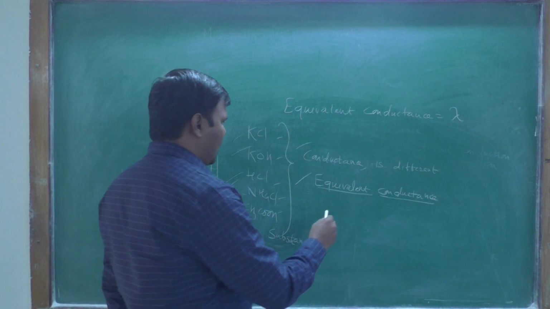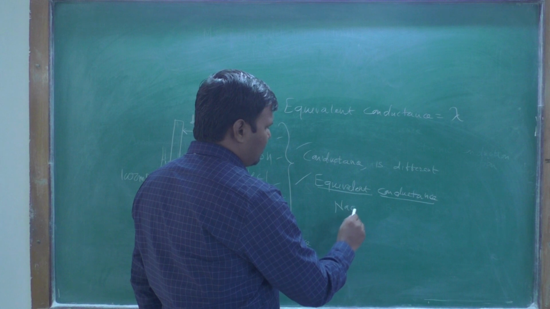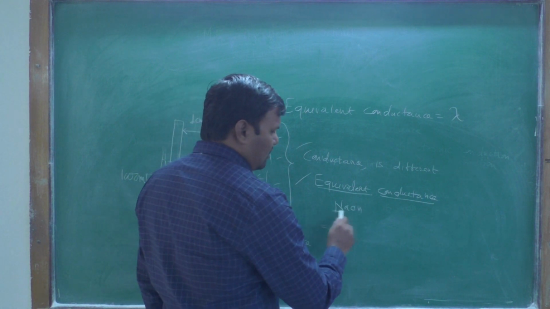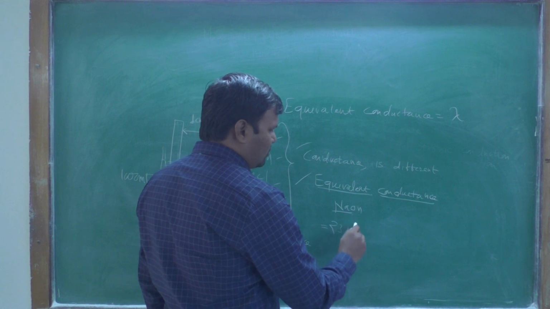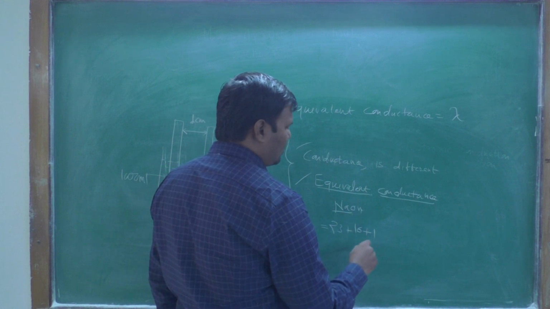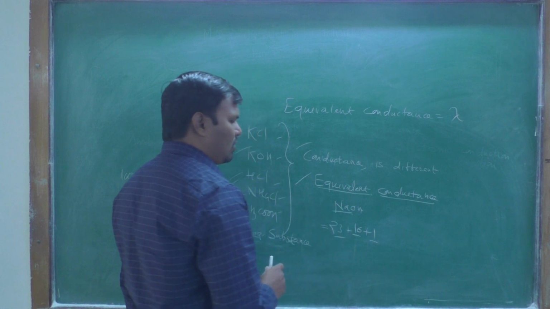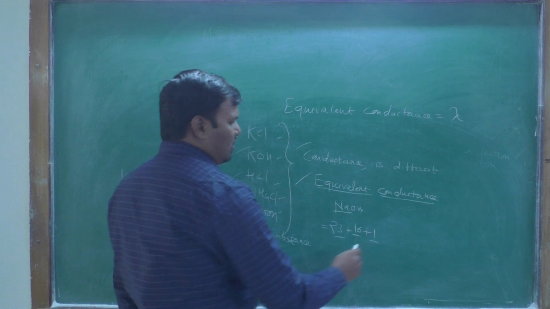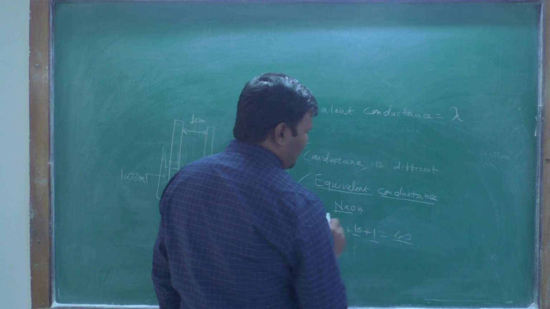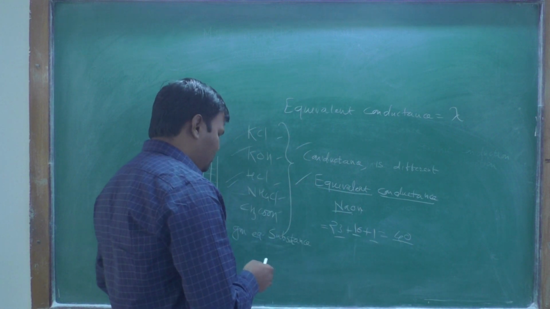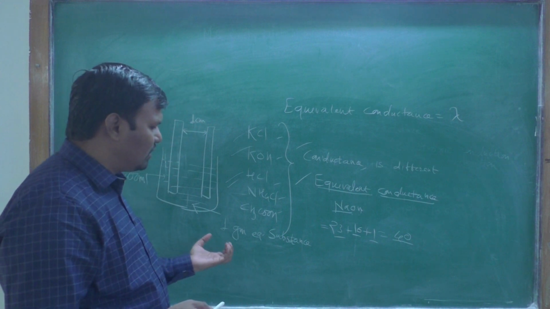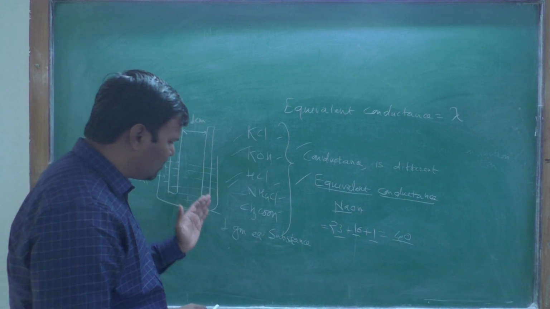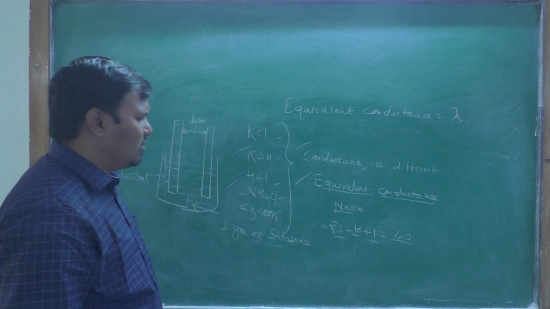Suppose NaOH is there. What is its 1 gram equivalent quantity? Sodium is 23, oxygen is 16, and hydrogen is 1, therefore the molecular weight is 40. For a base, 1 gram equivalent is nothing but the equivalent weight, that is, the quantity of 1 gram equivalent substance.